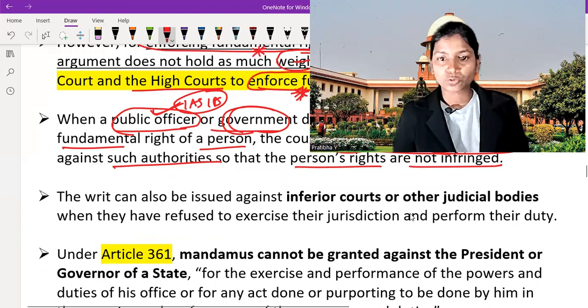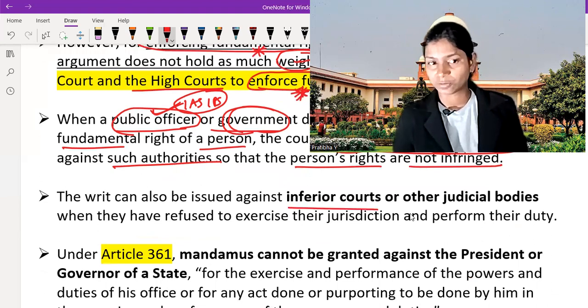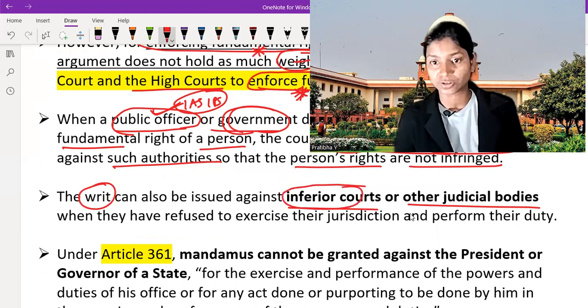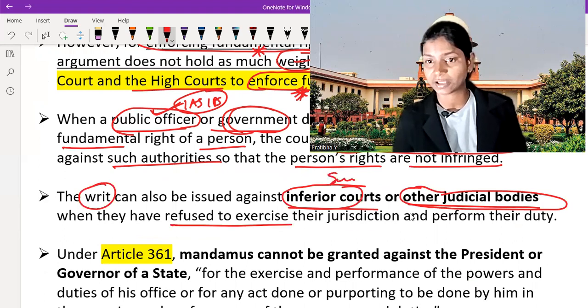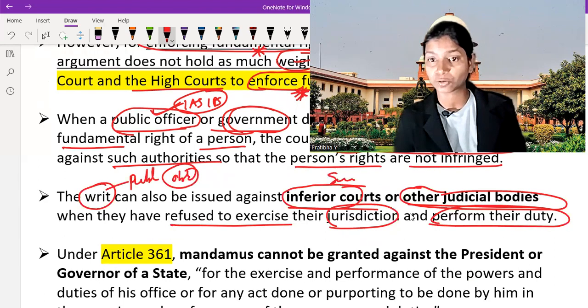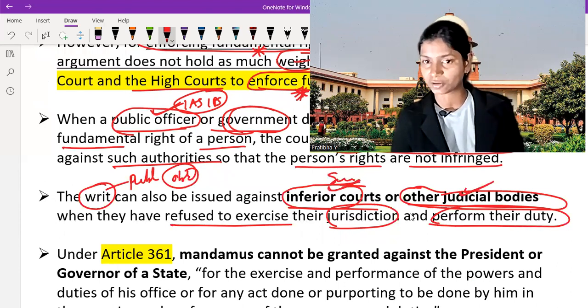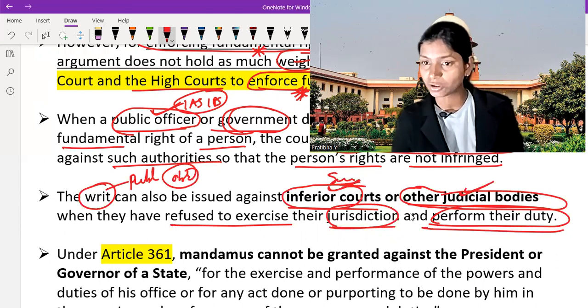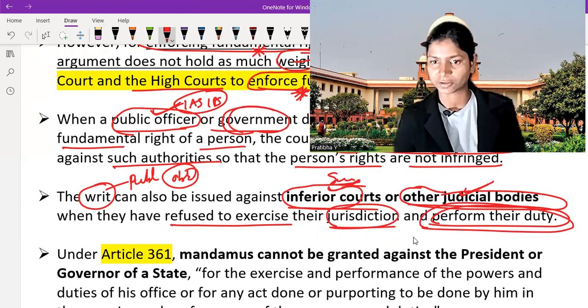The writ can also be issued against inferior courts or other judicial bodies. Remember, a writ can also be issued against inferior courts and other judicial bodies, like the sessions court, when they have refused to exercise their jurisdiction and perform their duty. It is not only issued for public bodies, it is also issued for inferior courts and other judicial bodies. So the court issues mandamus to inferior courts and other judicial bodies when they are not performing their duty which comes within their jurisdiction.